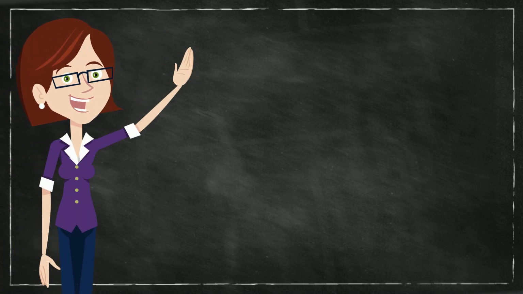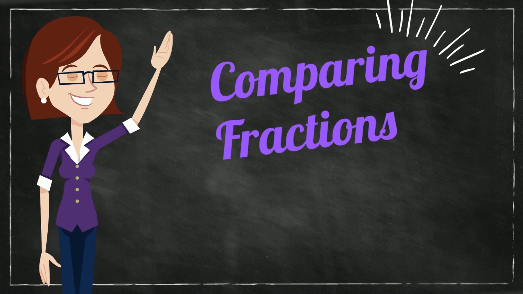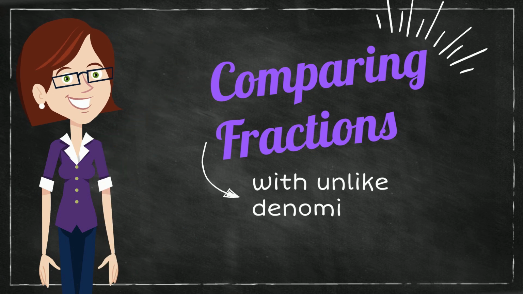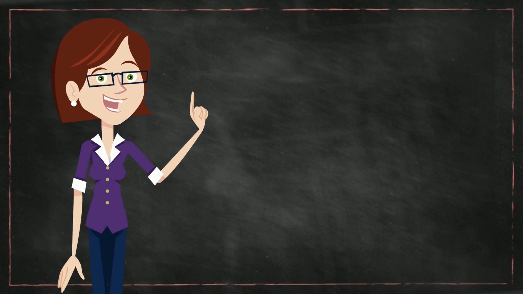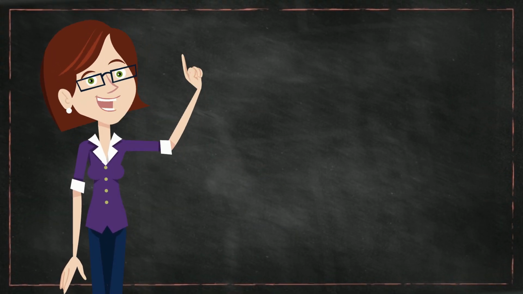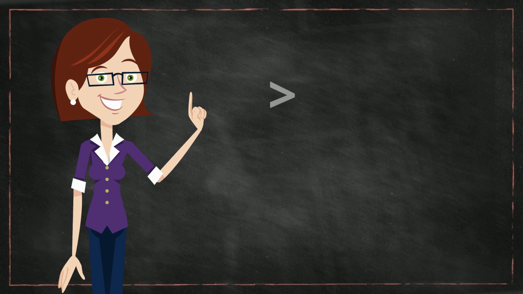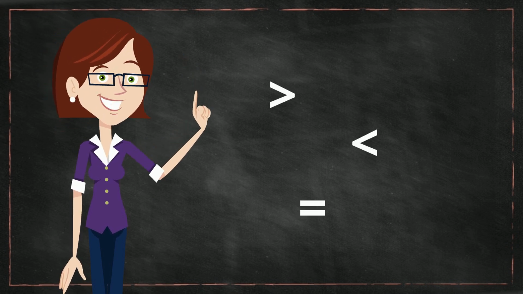Today we're going to learn about comparing fractions with unlike denominators. Let's dive in. First, let's make sure we know the correct symbols to use. This is greater than, this is less than, and this is equal to.